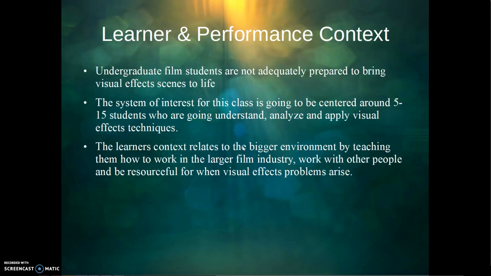Learner and performance context. Undergraduate film students are not adequately prepared to bring visual effects scenes to life. The system of interest for this class is going to be centered around 5 to 15 students who are going to understand, analyze, and apply visual effects techniques. The learner's context relates to the bigger environment by teaching them how to work in the larger film industry, work with other people, and be resourceful for when visual effects problems arise.